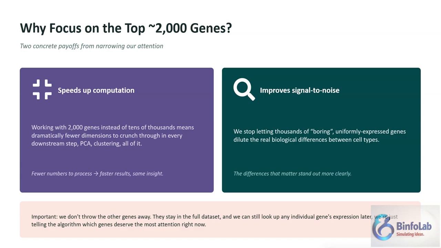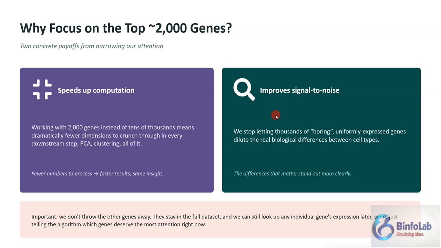It's pretty much a simple thing. If your computer is dealing with 10,000 genes versus approximately 2,000 genes, of course the computation for 2,000 genes will be speedier as compared to the whole data set. So that is one scenario.